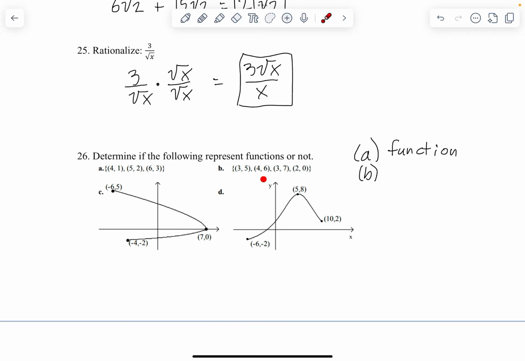B, I see 2 ordered pairs that have the same x value. This one has an x value of 3, and so does this one. So that means that one is not a function.